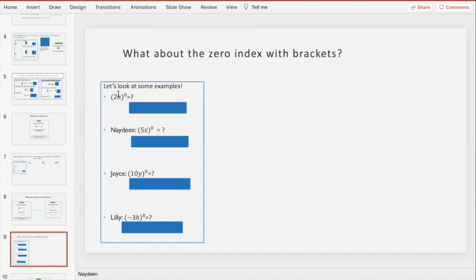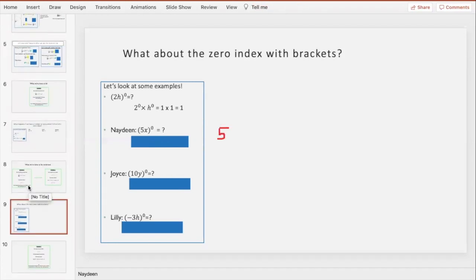So that means we would have 2 to the 0 times h to the 0, which I've written out here. And from our index laws, what do we know about 2 to the power of 0? It's 1. Yeah, and is the same for h to the power of 0? Yeah. Great, thanks, girls. So we know that that whole answer is equal to 1. So now it's your turn. I've got the answers under these blue boxes, but you can use the space in here to write out what you think your solutions are.